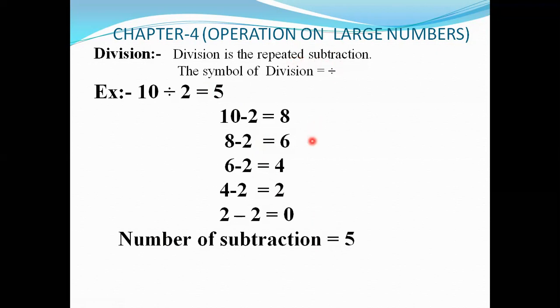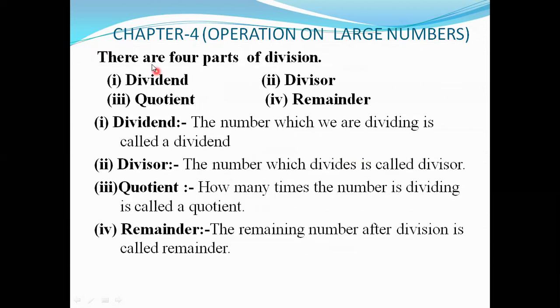Now, students, you know what multiplication is. We discussed it in the previous video. Multiplication is the repeated addition. Here division is the repeated subtraction. In this way, multiplication and division are the opposite of each other. Now there are four parts of division. The first part is the dividend, then the divisor, the quotient, and the remainder.